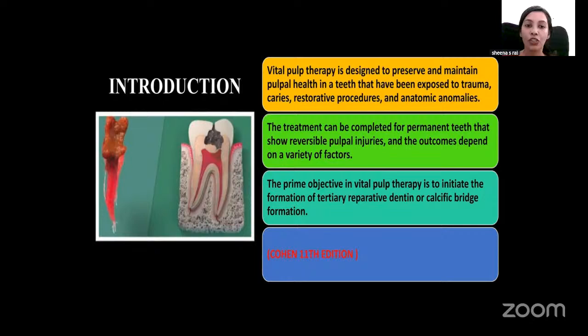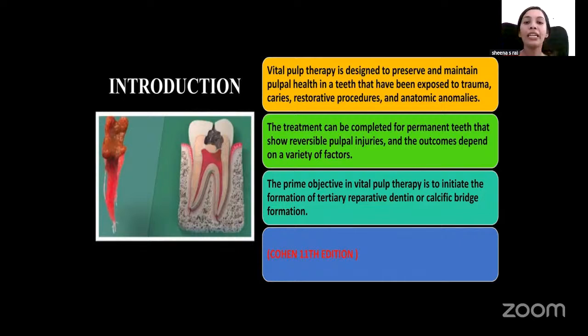As you can see in this image, the caries is actually involving the pulp. So what will we do? A root canal treatment. So why don't we do some pulp treatment procedure where the vitality of the pulp is restored?